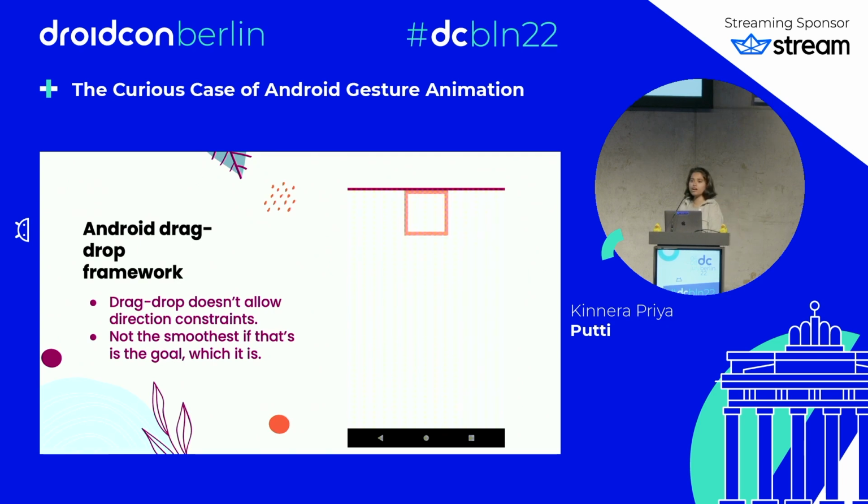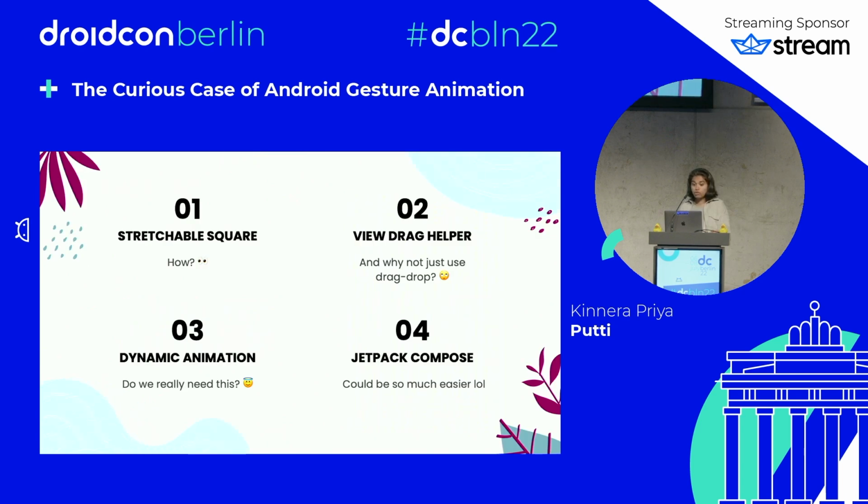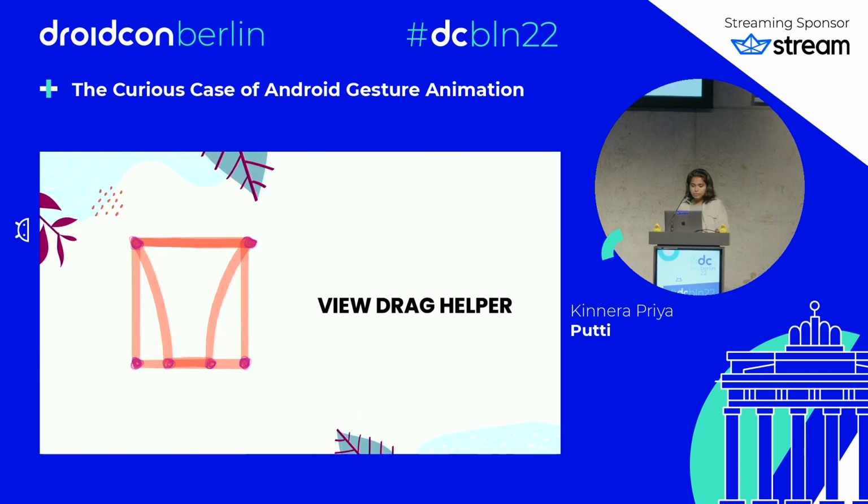If we used drag stopped, for example, instead of drag ended, we probably would have a slightly shorter split second of time where it disappears. But we do want that direction constraint. So let's go ahead and see how ViewDragHelper can help with this.